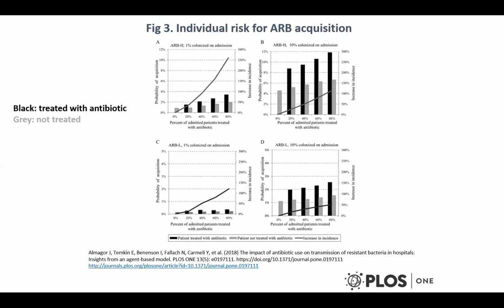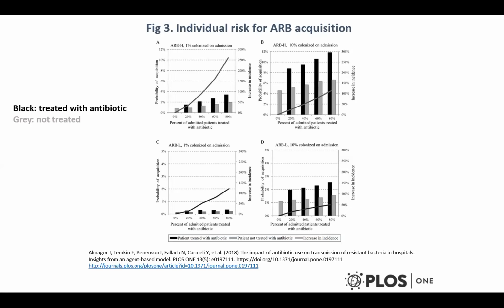Then just looking at individual risk for antibiotic-resistant bacteria acquisition, here you've got in the black bars patients treated with antibiotics, and the grey bars are patients not treated with antibiotics. And what we can see here in these different simulations is an antibiotic that doubles both vulnerability and contagiousness, so where C equals 2 and V equals 2, this is where we would refer to this as an early stage of antimicrobial resistance spread.